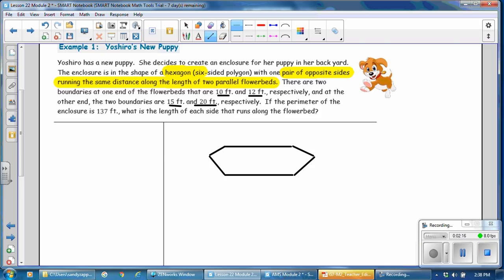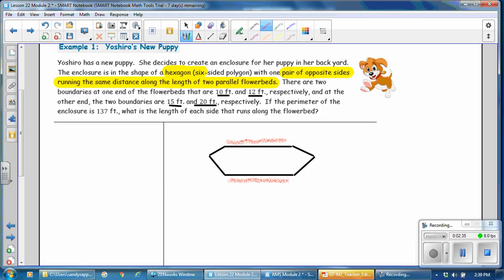The perimeter of the enclosure is 137 feet. What is the length of each side that runs along the flower beds? So we have the flower beds. Let's make those red. So the flower beds are right here, and that's what we want to know. How long is that side?